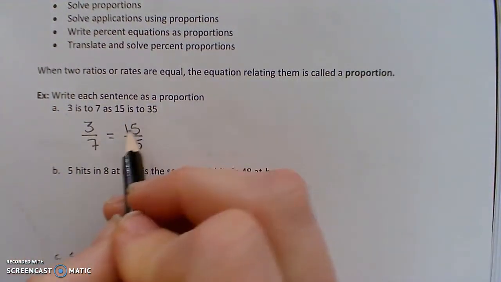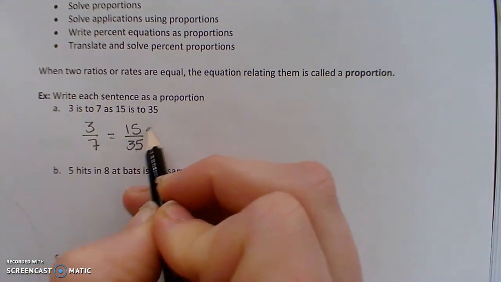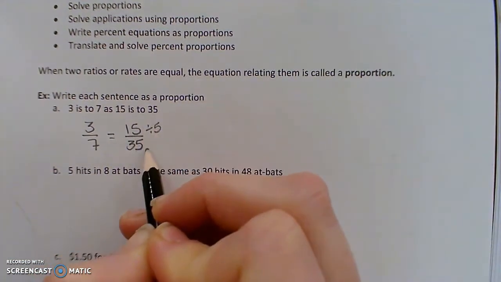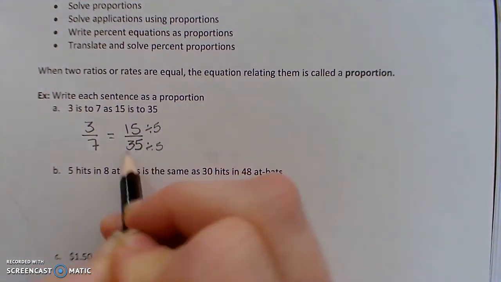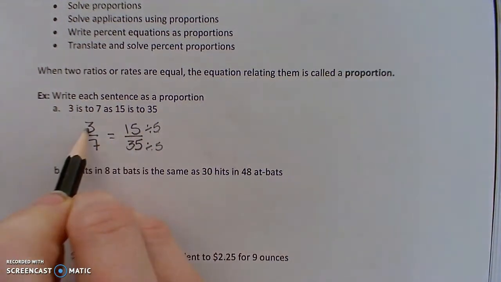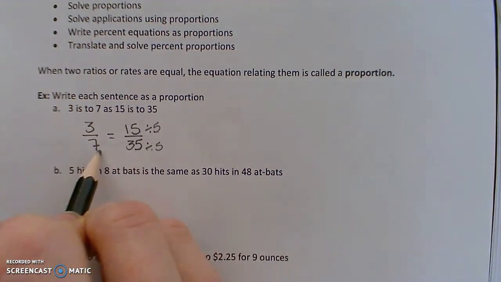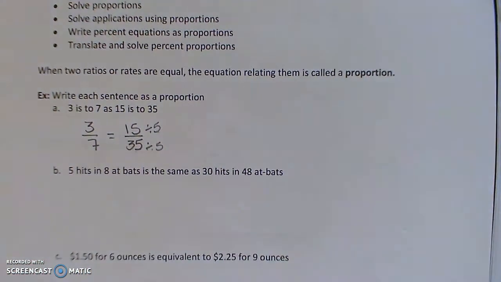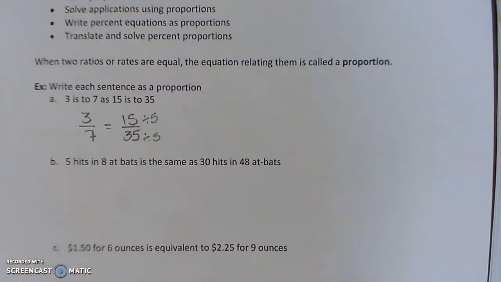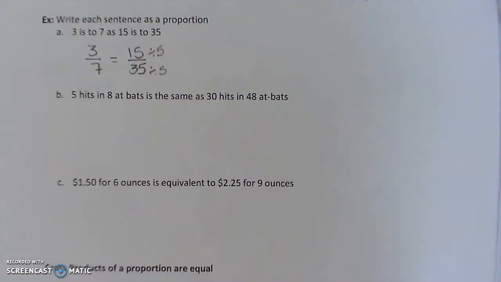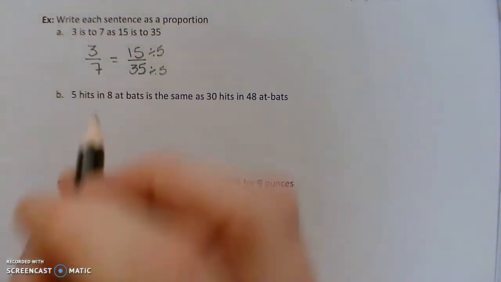to each other. Indeed, 15 over 35, 5 can go into both the numerator and denominator, and 15 divided by 5 is 3, 35 divided by 5 is 7. So these two fractions are actually equivalent to each other, so that's what makes it a proportion, because the fractions are equal. All right, let's rewrite a few more as a proportion.